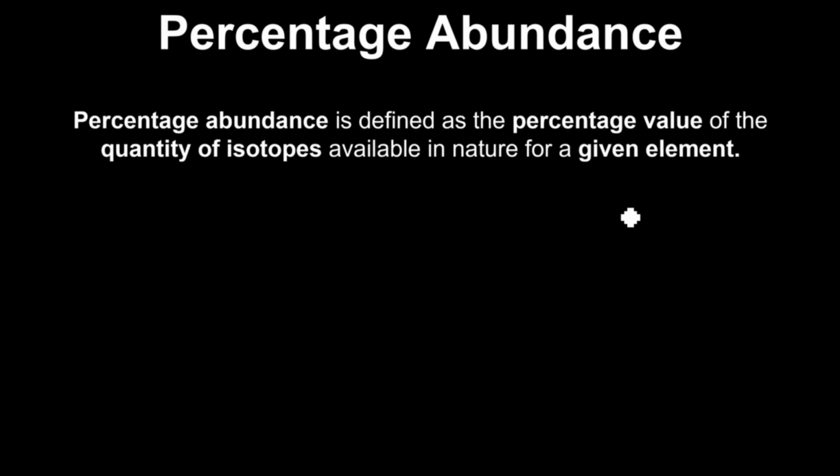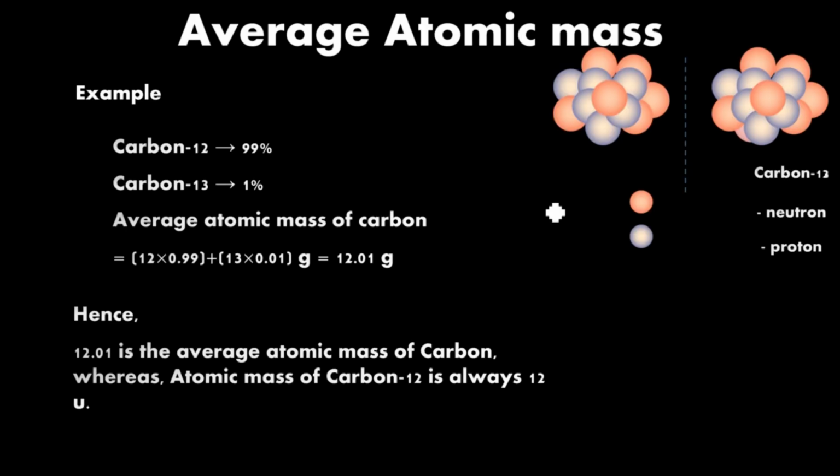It is defined as the percentage value of the isotope present in nature. So for example, if I am taking carbon-12, I told you that is more abundant. 99% is present. Don't think like 99% of the earth is made up of carbon. I am just saying that, comparing carbon-13 and carbon-12, carbon-12 is present in 99% and carbon-13 is 1%.